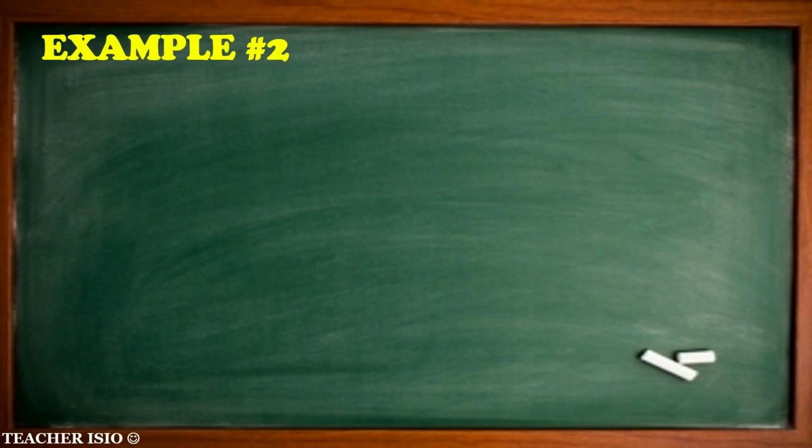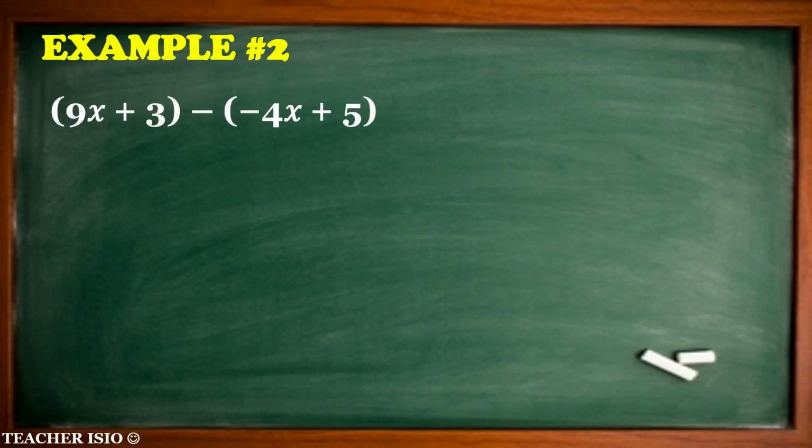Let's have now example number 2. 9x plus 3 minus negative 4x plus 5. Again, this is our minuend and this is our subtrahend. Keep, change, change. Okay? So, first step, keep the minuend. So, just bring down the minuend or just copy. So, we have now 9x plus 3. Renaming down natin dahil siya ang minuend.